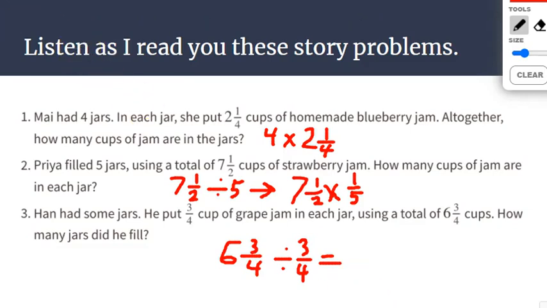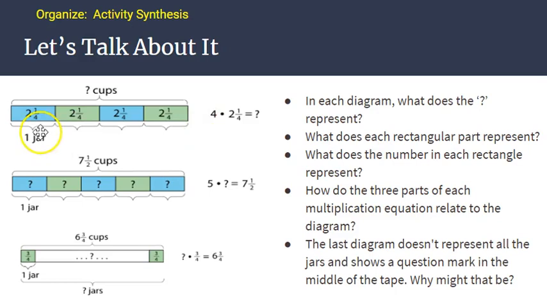Let's look at what that would look like as a diagram. So here, it's just like we talked about a second ago. You've got 4 groups of 2 1/4, and that gives you your total. Here they talked about this a little differently. I said it was 7 1/2 divided by 5. Well, isn't that also thinking of 5 jars, something in it? Think of it as a missing number here. 5 times something would give us the 7 1/2.